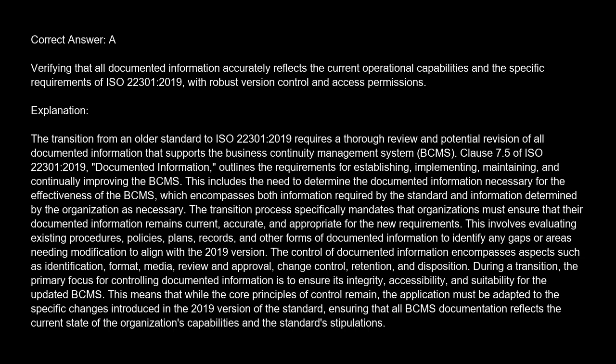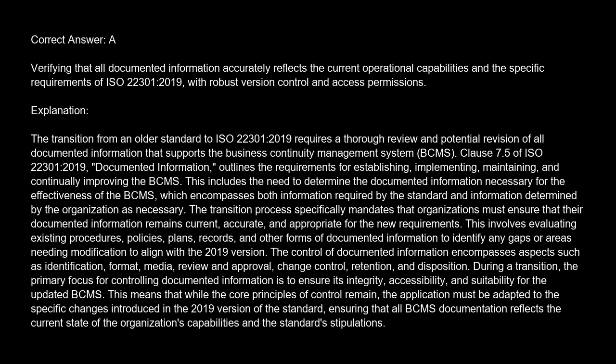The transition process specifically mandates that organizations must ensure that their documented information remains current, accurate, and appropriate for the new requirements. This involves evaluating existing procedures, policies, plans, records, and other forms of documented information to identify any gaps or areas needing modification to align with the 2019 version. The control of documented information encompasses aspects such as identification, format, media, review and approval, change control, retention, and disposition.